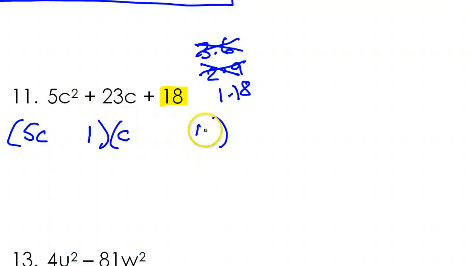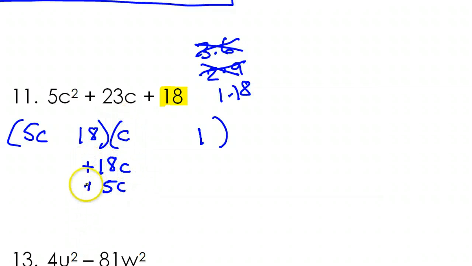Now, I would try the 1 and the 18. Inner, I have 1c. Outer, I have some big number. It's going to be too big. So let's try doing the 18 here and the 1 here. Inner, I have 18c. Outer, I have 5c. Is 18 plus 5 23, you guys? Well, look at that. It is.